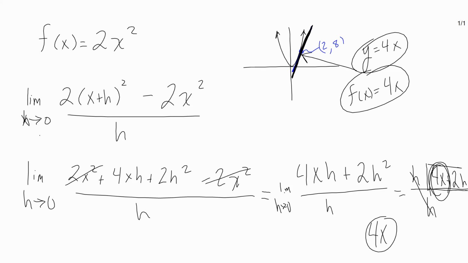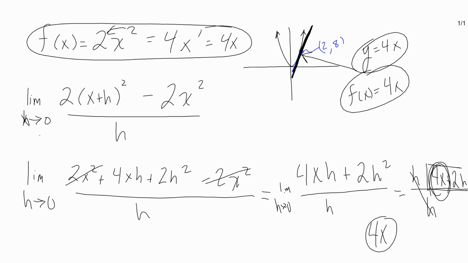Now, another way to do it is forget all the prehistoric stuff and just use your power rule. 2 times 2 is what? And 2 minus 1 is 1, equals 4x. And what is back here? Now that's a little bit of review on derivatives.